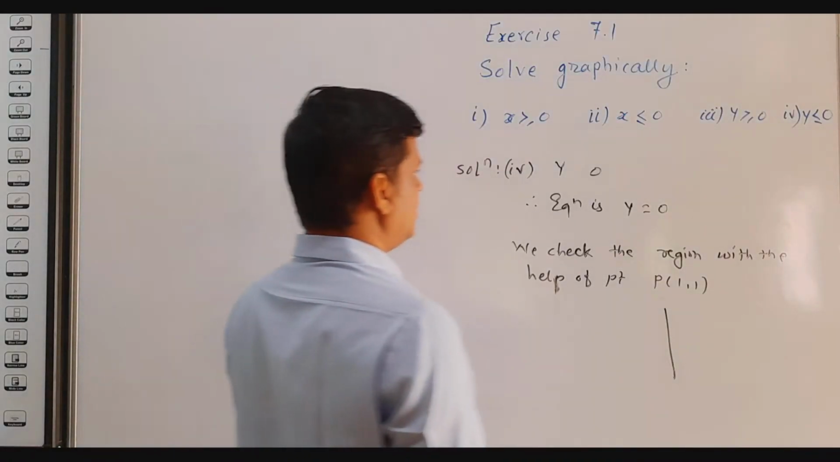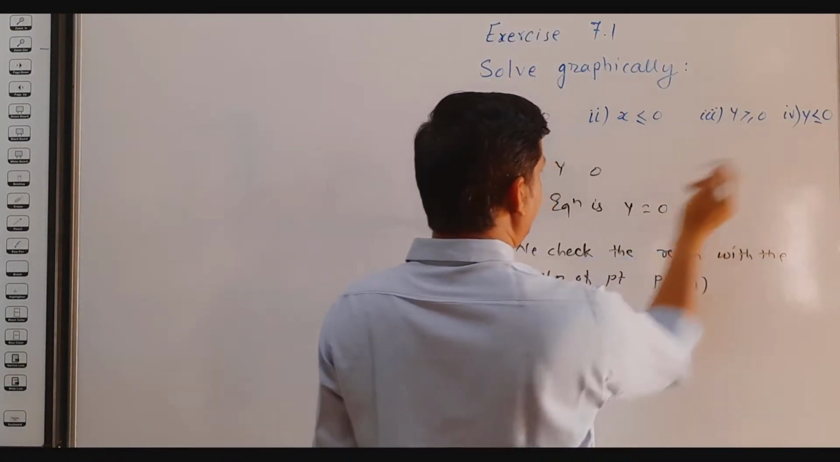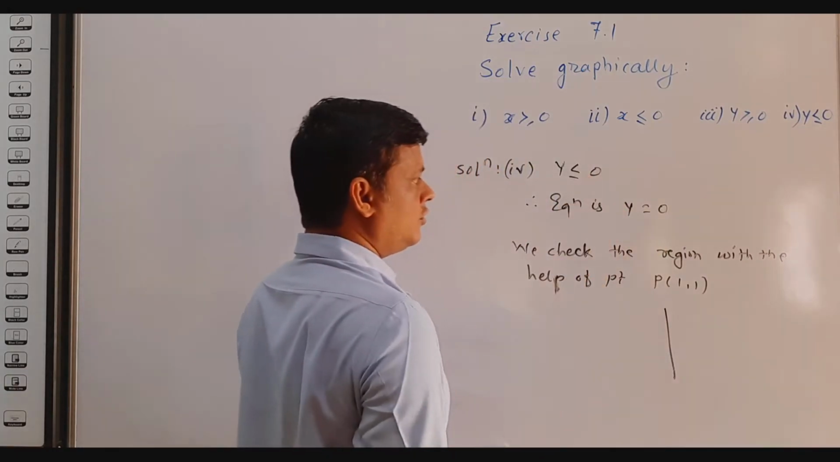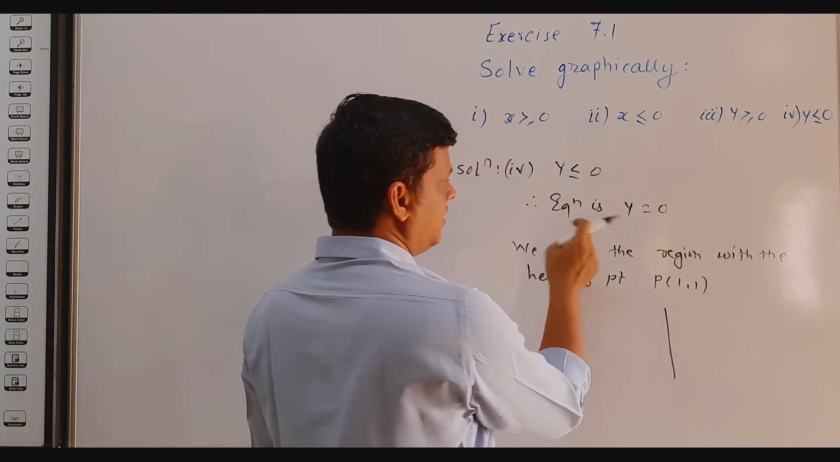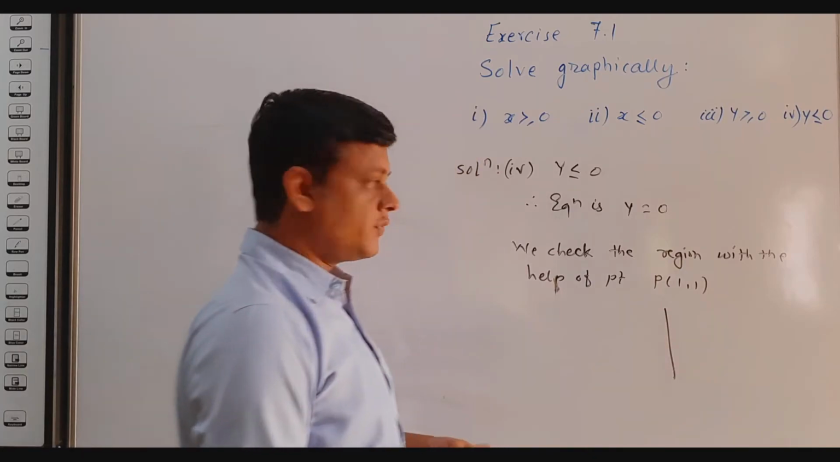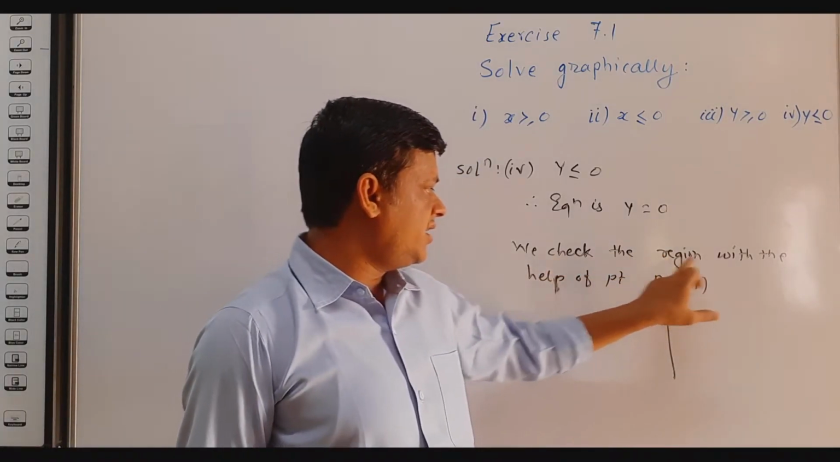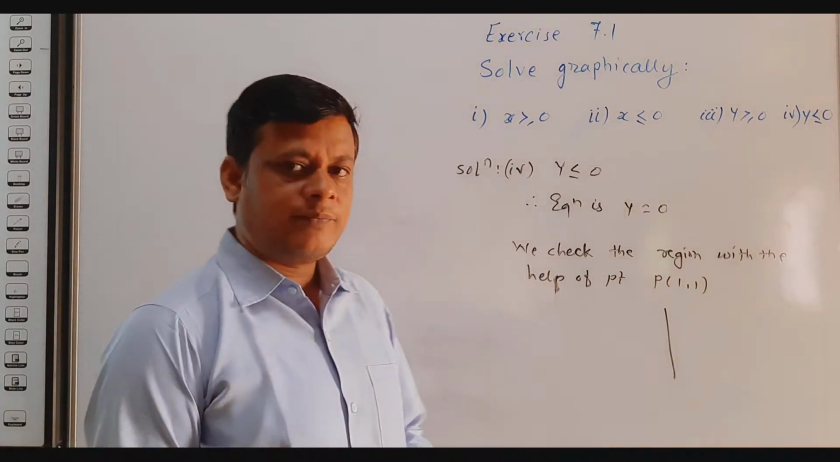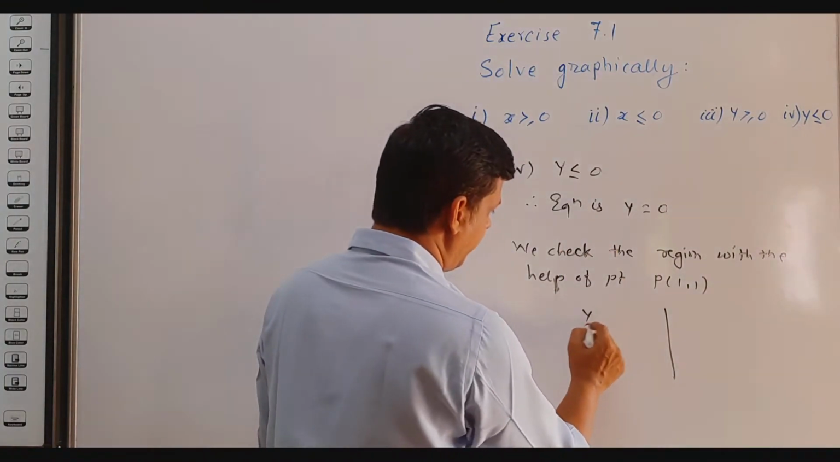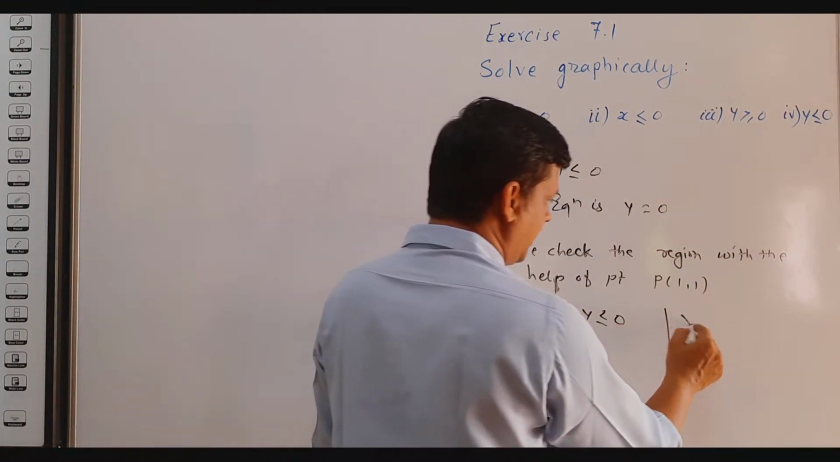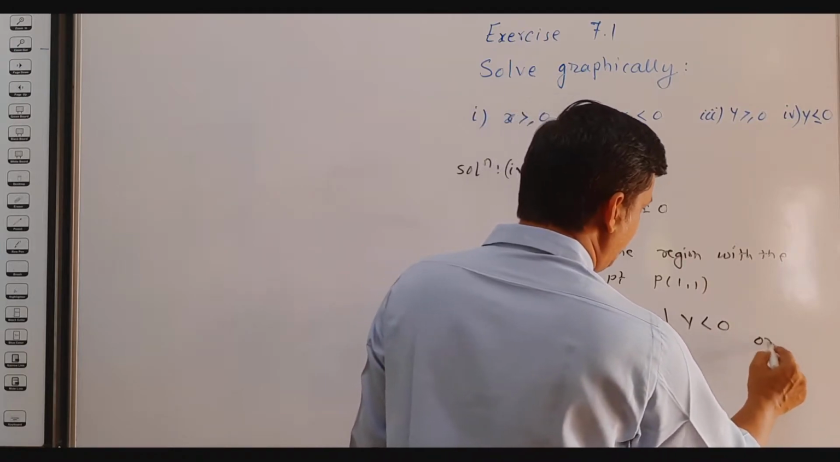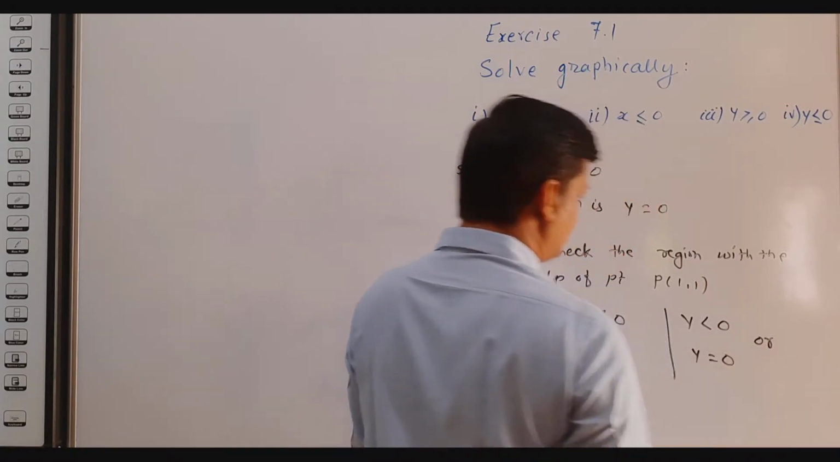See the last sub question. Here the inequality is y less than or equal to 0. So we get the same equation. The equation is y equals 0. So we check the region with the help of point (1, 1). So we have the inequality y less than or equal to 0. That means y strictly less than 0 or y is equal to 0.